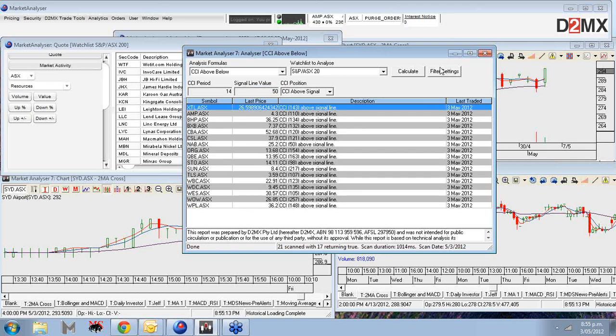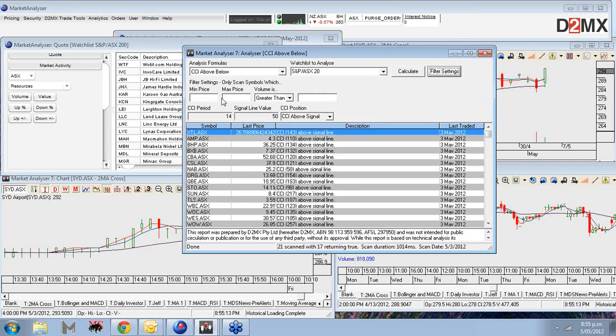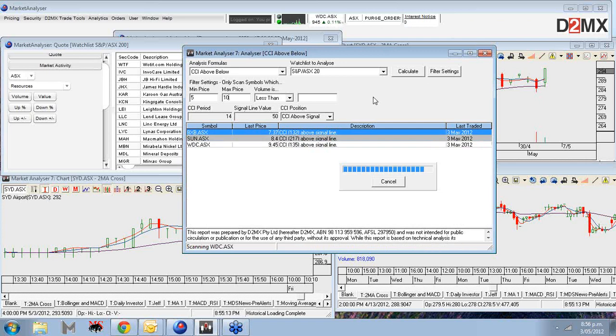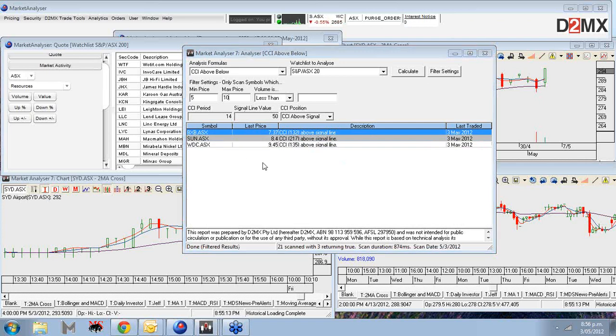One of the things that's just been added into the analyzer is the filter settings, where we can filter based on price, greater than or less than in here, and volume also. So if we're looking for things between $5 and $10, looking through those between $5 and $10, we can actually filter the list that we've got down to that. So we've got 5 to 10, calculate that, and we've only now got 3 shares that meet the criteria there.